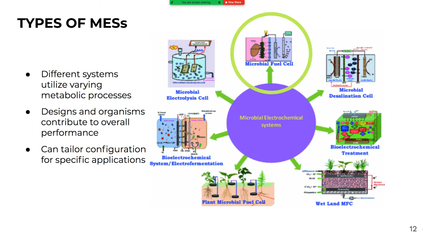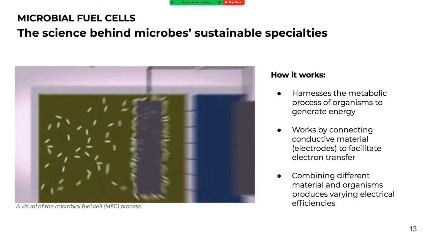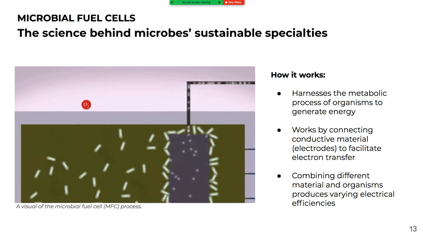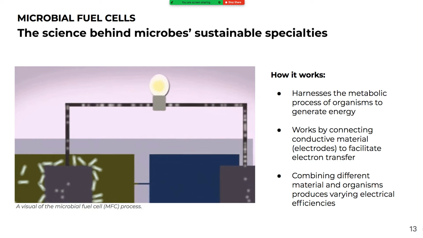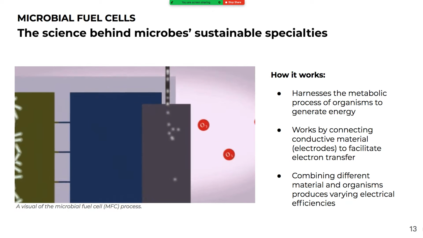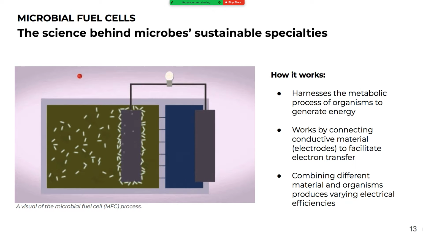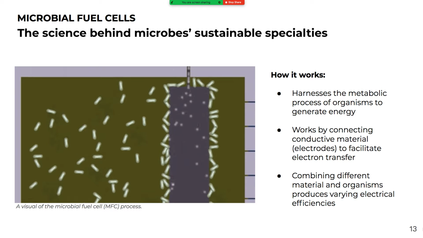So as you can see, there are numerous types of MES designs and constructions that can be optimized for specific needs, but we decided the best course of action was to focus our efforts on microbial fuel cells for electricity generation and storage. So in short, the basic components of a fuel cell consist of electrodes, an anode and a cathode, and electrolytes, which are the organisms. The combined MFC system facilitates electron transfer to produce clean, regenerative electricity.